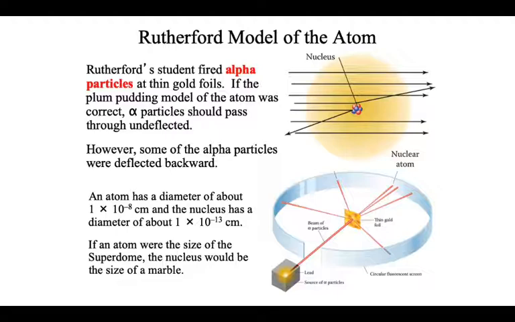Let's take a look at the atom the size of the Superdome. Okay? Pick ASU's football stadium because they're closer. Okay? A marble inside that is the nucleus. A marble. Not like a big marble, like a normal marble inside a football stadium. That's pretty insane. That's the scale that we're looking at for these things.